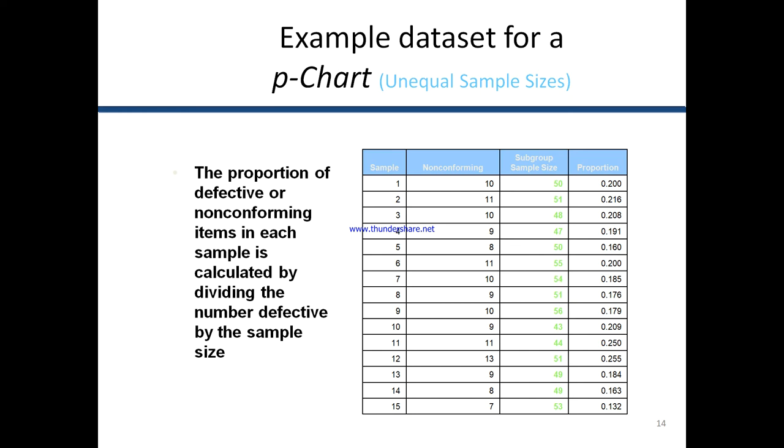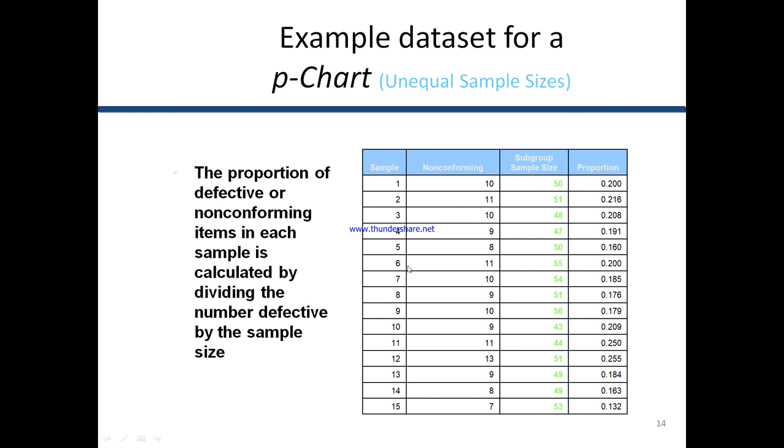In that case, again, when you are calculating the proportion, you have to take the number of defective items divided by the sample size. That is, for the first sample, you have 10 defectives. So you take 10 divided by 50, so the proportion is 0.2. And for the second one, you have 11 defectives divided by 51, that is 0.216.